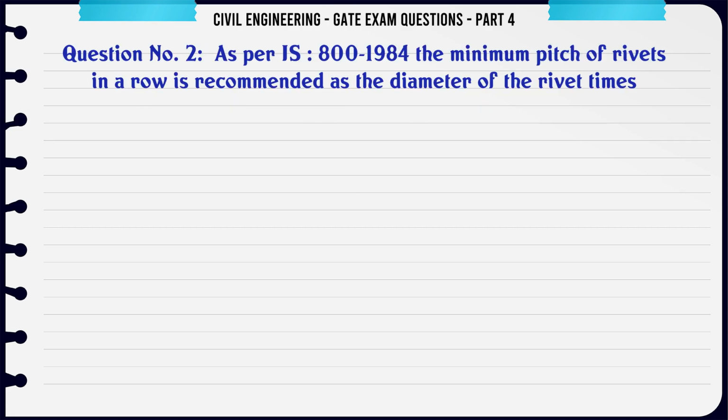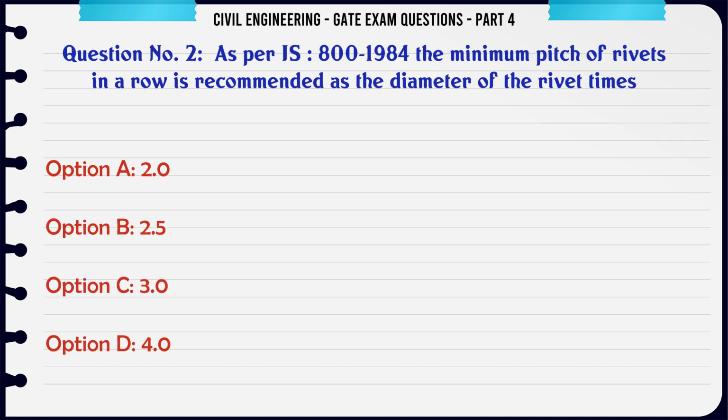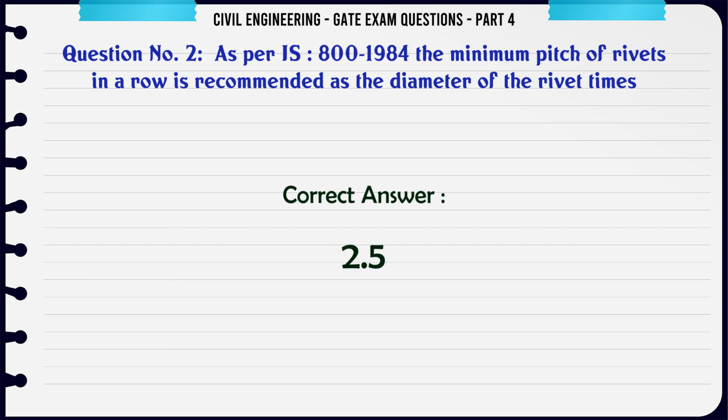As per IS 800-1984, the minimum pitch of rivets in a row is recommended as the diameter of the rivet times A 2.0, B 2.5, C 3.0, D 4.0. The correct answer is 2.5.